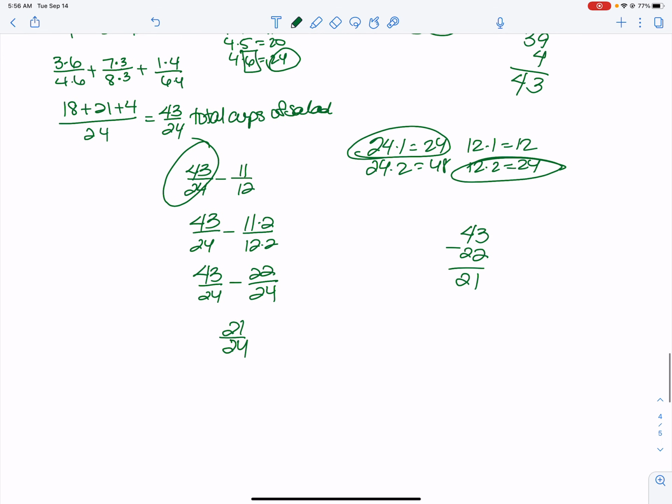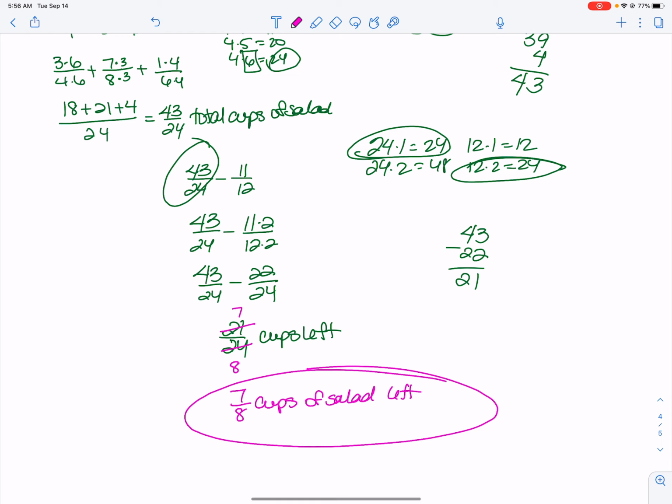Now, what you notice about this, and this is cups left, 21 and 24 are both divisible by 3. So 21 divided by 3 is 7, 24 divided by 3 is 8. So I'm left with 7/8 cups of salad left. Okay. All right.